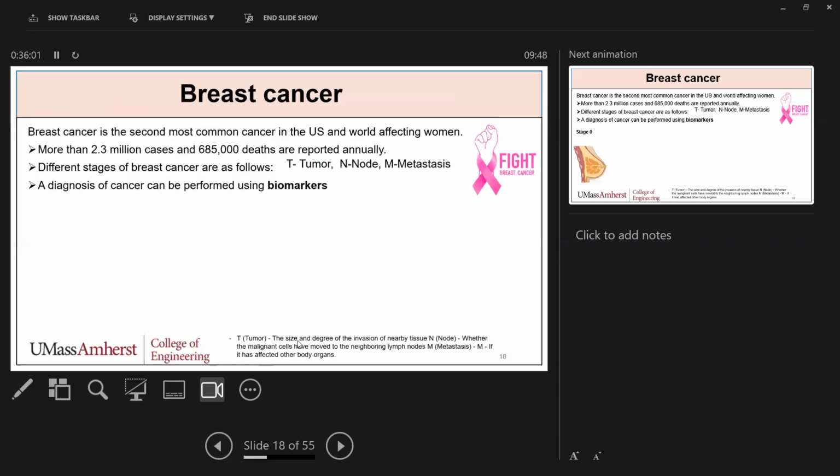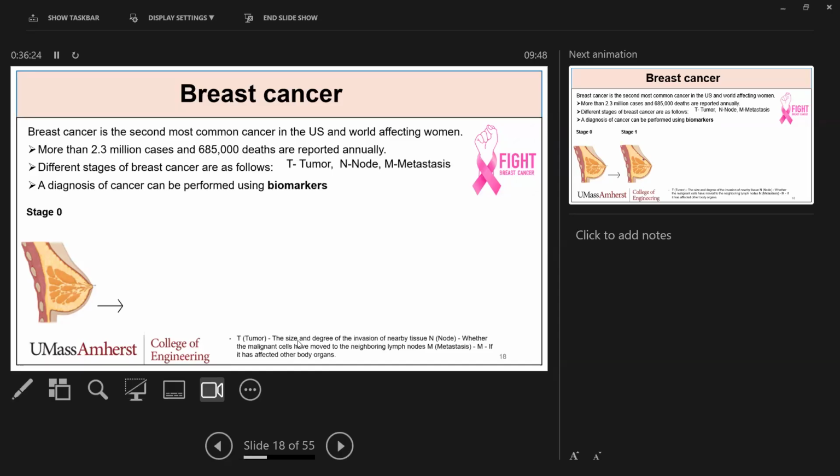And then breast cancer, yeah, we worked on the breast cancer. So I'll just explain briefly about the breast cancer. Breast cancer is the second most common cancer in the US, especially affecting women, and more than 2.3 million cases and 685,000 deaths are reported annually.